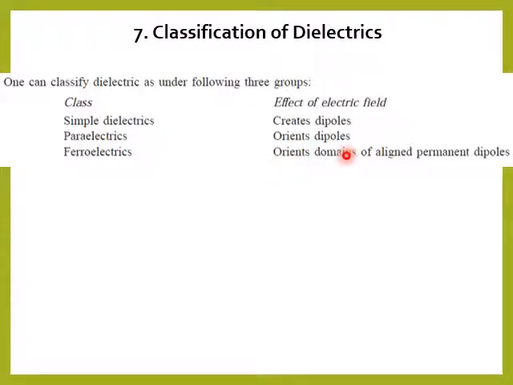And ferroelectric materials also contain dipoles. They are polar. Spontaneous polarization takes place in ferroelectric material, and under the influence of electric field, they orient domains of aligned permanent dipoles. We will study this in the later slides.